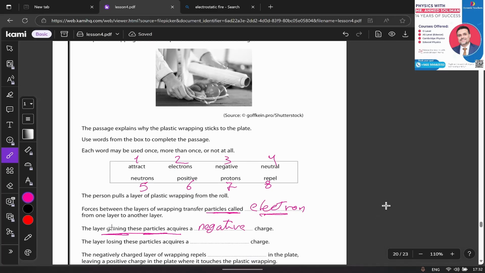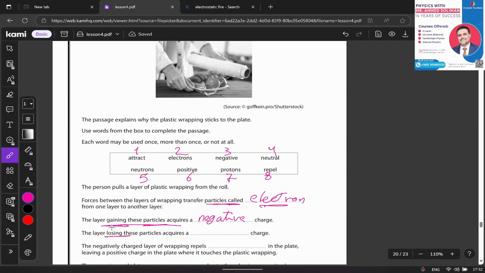And what is the next? Baro. Positive. Ahmed. Next. The negatively charged layer of wrapping repels positive. Electrons. Yes.